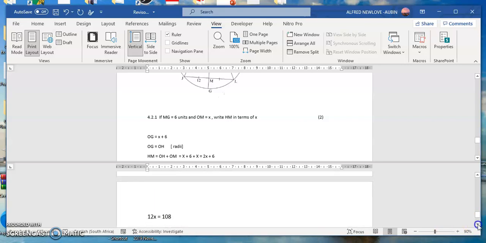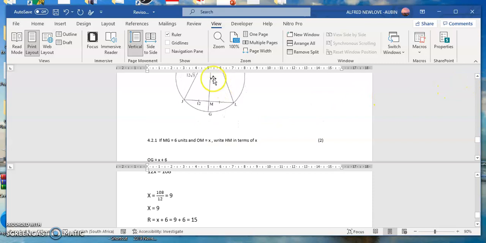Then if I transpose that to this side, it's going to be plus, then divide by 12, divide here by 12, which is going to give us 9. So x is 9, but we know that the radius is x plus 6. Remember, OG is the radius. So we substitute 9 for x. So 9 plus 6 is equal to what? 15. So the radius is 15 units.